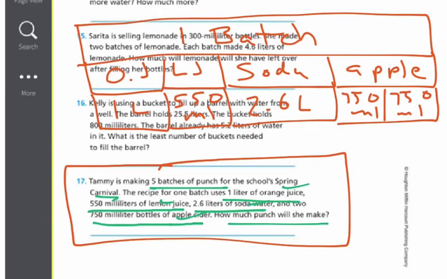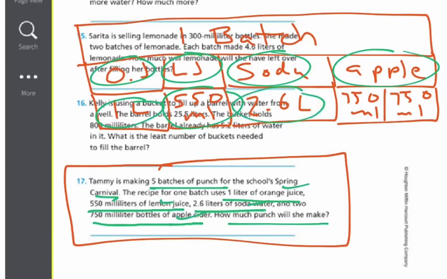So I've drawn a whole model for the one batch. You can see I have my orange juice, lemon juice, soda water, and apple juice here. I have 1 liter of orange juice, 550 milliliters of lemon juice, 2.6 liters of soda water, and 2 750 milliliters of apple juice. Okay, our choice here is to either convert all this information to liters or to milliliters. I'm just going to go with liters because that's more of a standard unit of measurement. So I'm going to change every measurement to liters so that way I'm adding like numbers.